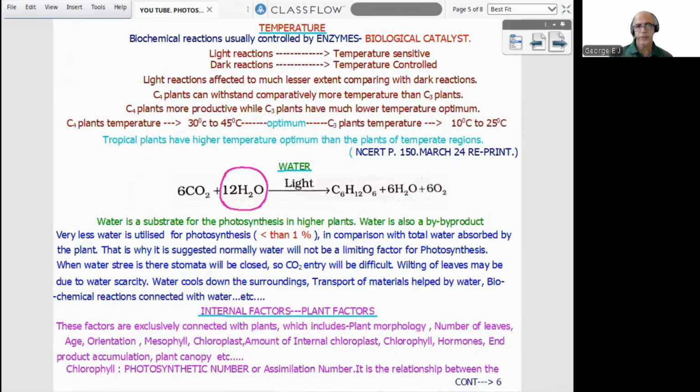Then we came to temperature, light reaction temperature sensitive, then dark reaction temperature controlled. Then light reaction or dark reaction, more effective for which plant? C4 plant temperature, C3 plant temperature. Then we entered into water, 12H2O. Again, less than 1% of the water absorbed will be utilized from the entire water absorbed. After that, internal factors, factors connected with the plants, starting with the leaf, chlorophyll. Then what is meant by photosynthetic number or assimilation number.